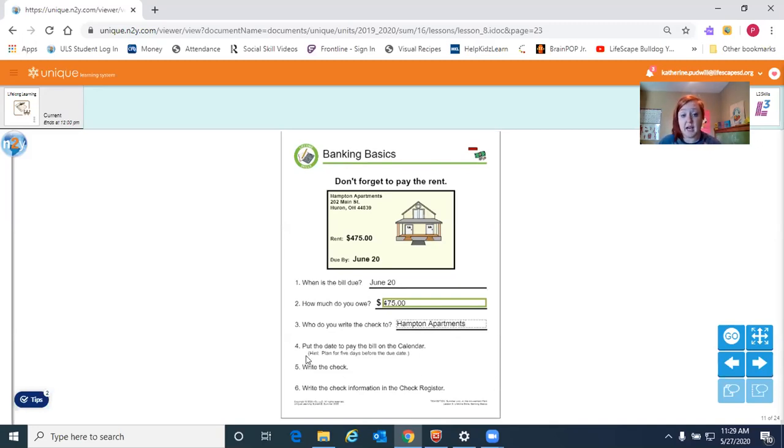Next, we're going to do this. This is a good habit to have. We're going to put the date to pay the bill on our calendar. And right here it says hint, plan for 5 days before the due date. That's because we want to remember to pay our rent early so it's on time so we don't get in trouble with our landlord. We could have to pay extra money or a fine, or we could lose our apartment. So we're going to try to pay it early. We're putting it on the calendar, then we're going to write the check and put the information in the register. So let's go to our calendar and go ahead and record that.